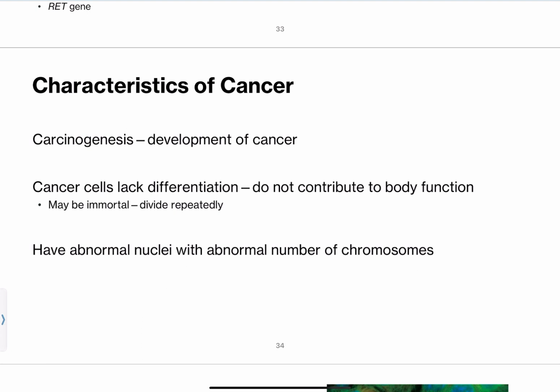So, what makes a cancer cell different from a normal cell? Well, for starters, cancer cells lack differentiation. So, they don't look or act like the cells they came from, and they definitely don't contribute to normal tissue function. They often have abnormal nuclei with irregular shapes and the wrong number of chromosomes. They also don't respond to normal signals that tell the cell to stop dividing, and they ignore apoptosis. So, instead of dying when they're supposed to, they just keep going.